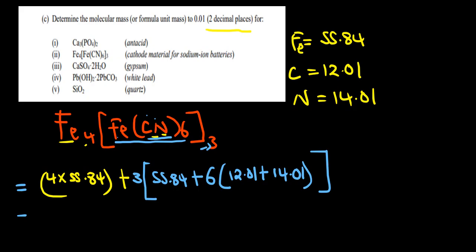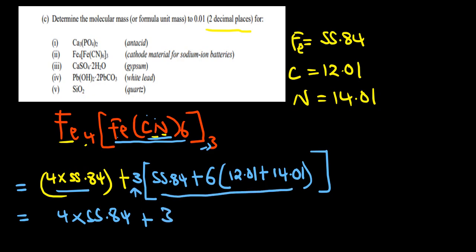So let's just punch these values into the calculator and see what we are going to get. So the first part here, we have 4 multiplied by 55.84, and then plus. Okay, so on the other part, we are going to have this 3 here, and then when you add all this on your calculator, it's going to give you, multiplied by 211.96. Okay, and then let's add all this now.